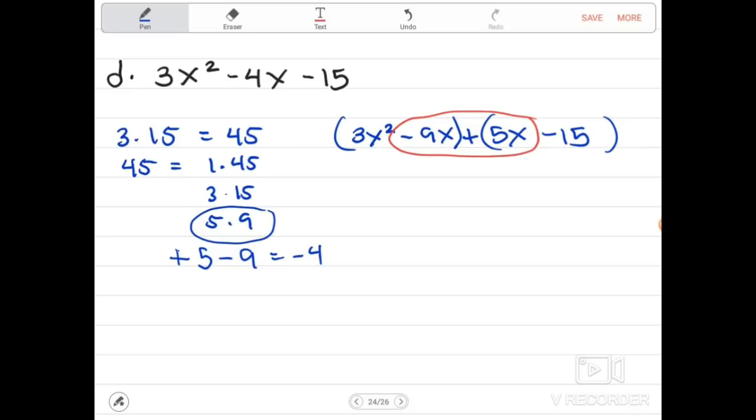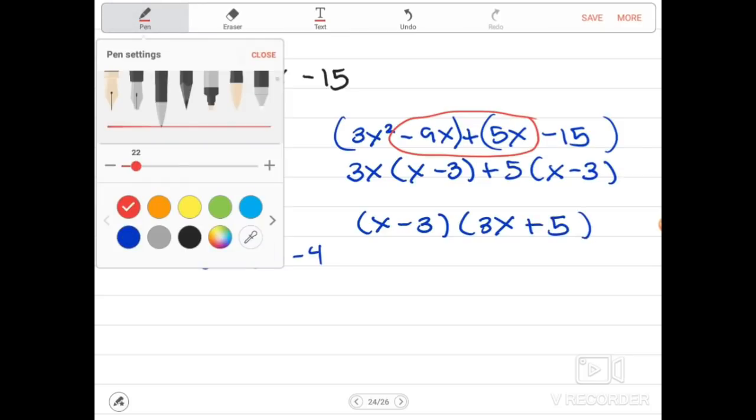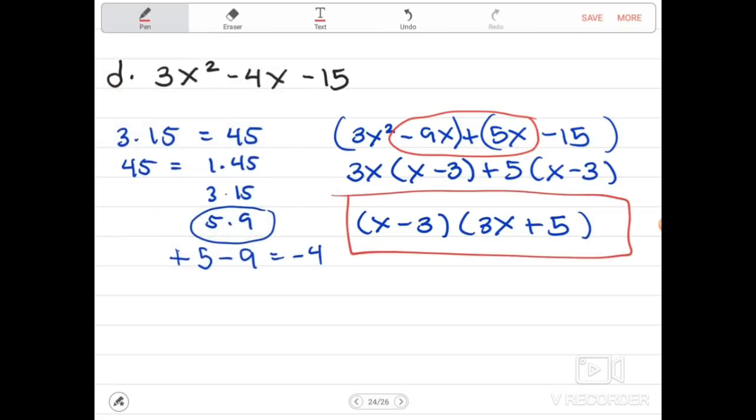Ano yung common natin sa first 2? Ang common natin sa kanila is 3x. So, matitira is x minus 3. Plus, about dito, anong common sa kanila? Ang common sa kanila is 5. Ang matitira is x minus 3. Yan. So, common monomial, x minus 3. Ano ang matitira? 3x plus 5. So, this will be our final answer. Ganun lang ang technique kapag may constant sa unahan.